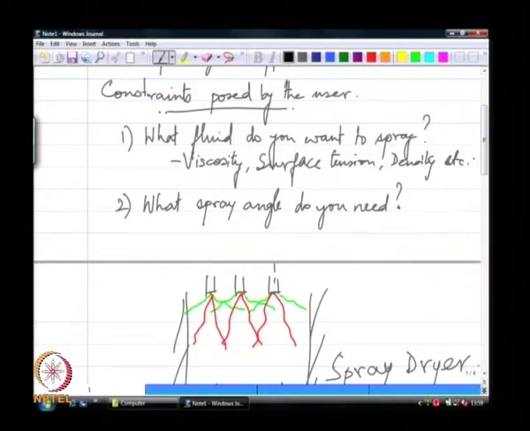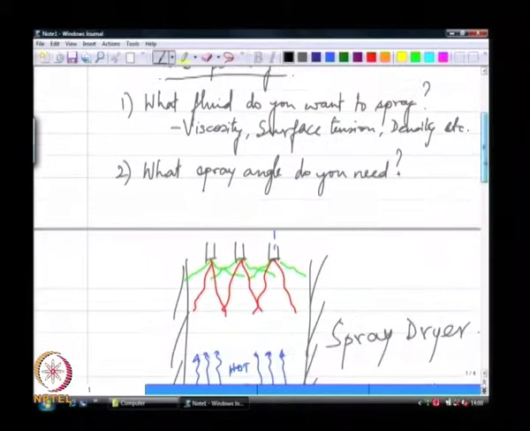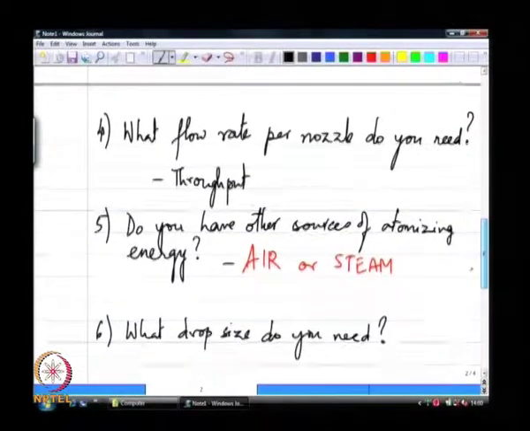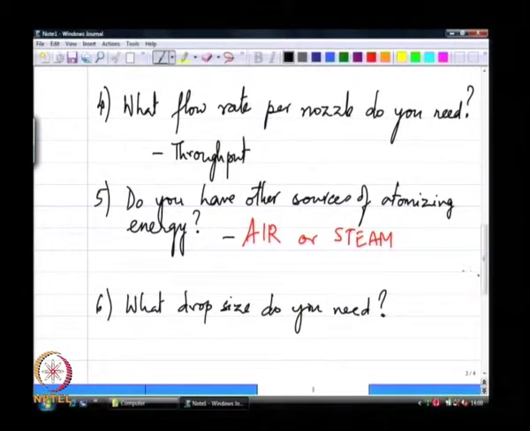Once you gather this information, the first question that is of importance, the first question that you should use in the selection process, is number 5. If the answer to that is no, that there are no other sources of atomizing energy, then it is pretty clear the choice has to be a pressure swirl atomizer of some kind. If they do have, let us say, air or steam available, then you can go to an air assist or an air blast atomizer, or steam assist, steam blast. It is the same thing, some kind of gas assisted atomization. So, I will write down the steps that you can go through.